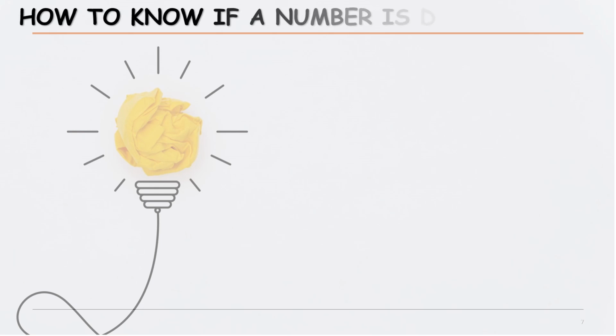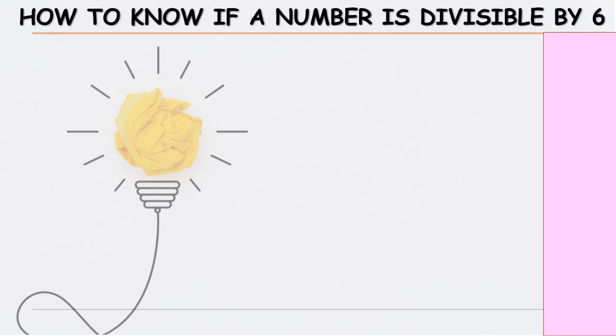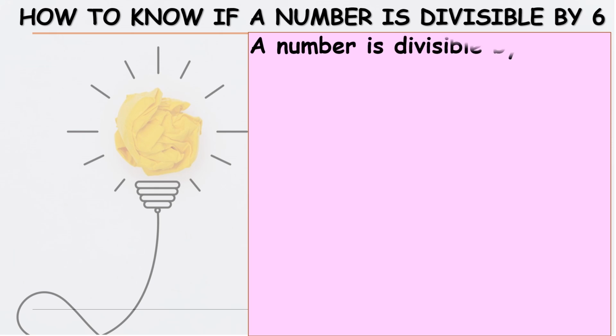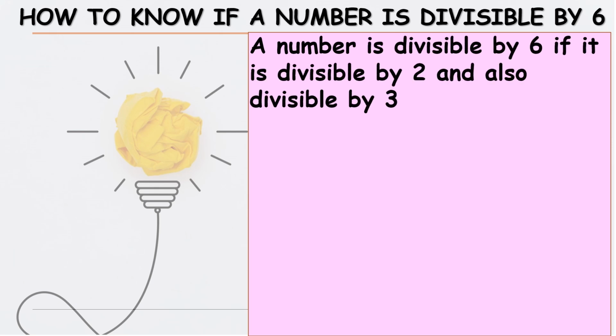Let's look at the next consideration, which is 6. So a number is divisible by 6 if it is divisible by 2 and also divisible by 3. Take note of that. It has to be divisible by 2 and 3 at the same time for it to be divisible by 6. You know that 2 times 3 is 6.